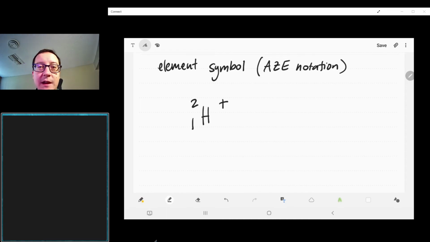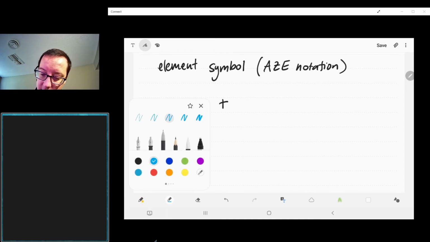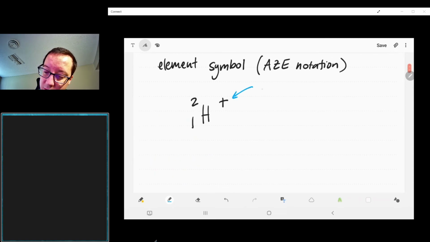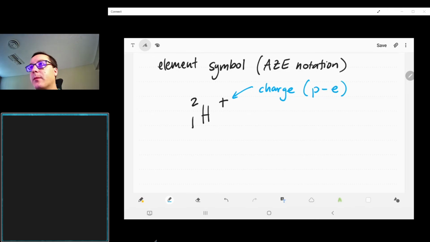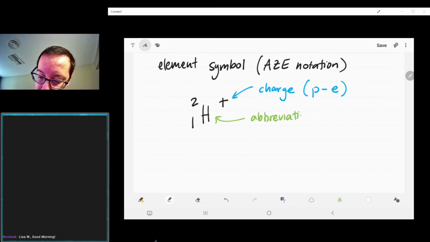An element symbol is going to have 4 parts to it. We're going to have the charge of the element. Remember that charge is protons minus electrons. We're going to have the abbreviation for the element. For example, H is hydrogen.